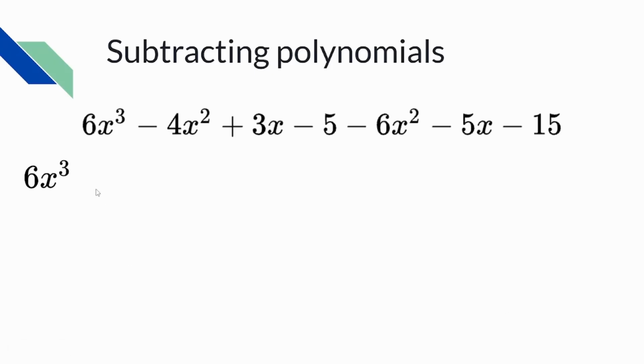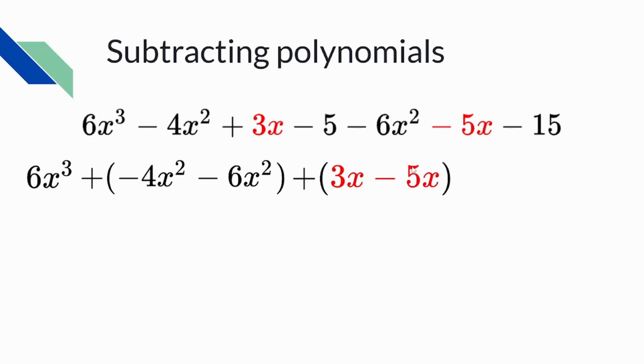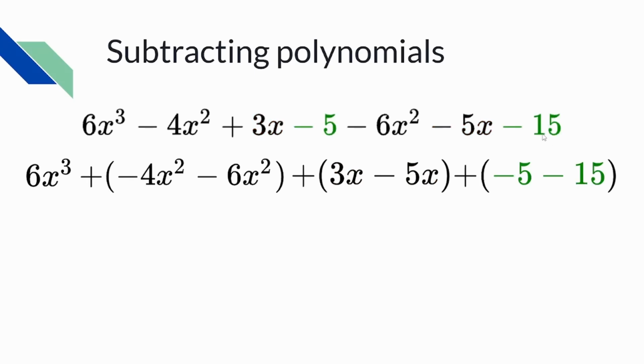So the 6x cubed, that's already out in front for us. That's good. Okay, that's the highest power. All right, so this is a degree 3 polynomial. Okay. I have some like terms here in blue. Okay, so let's add those together. Next I have like terms in red. Okay, so let's add those together. And lastly, I just have these constants in green here. So let's add those together.